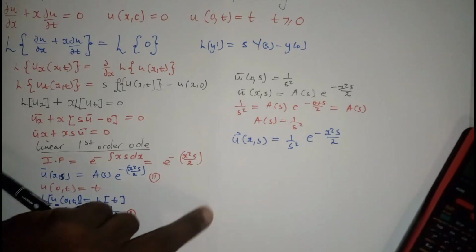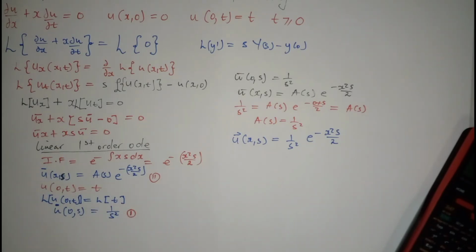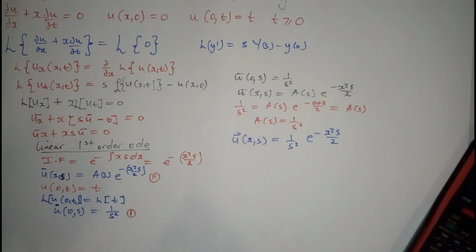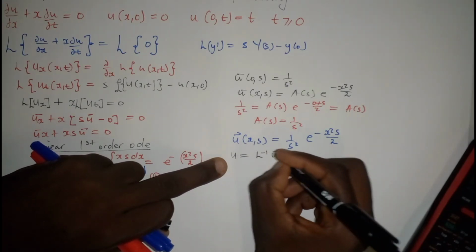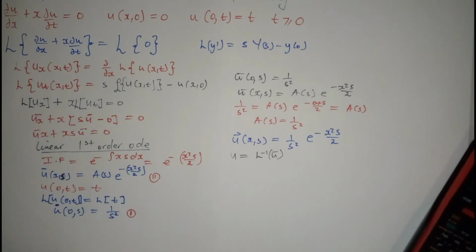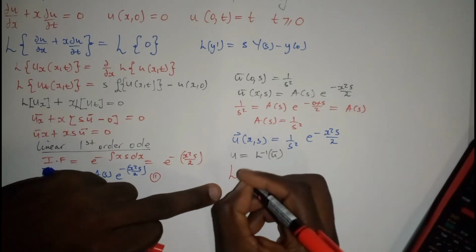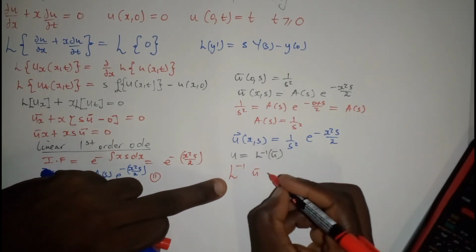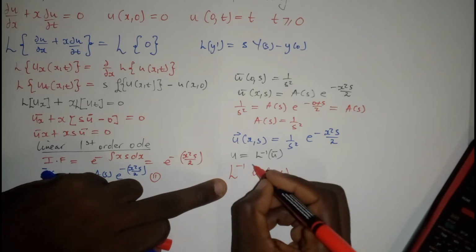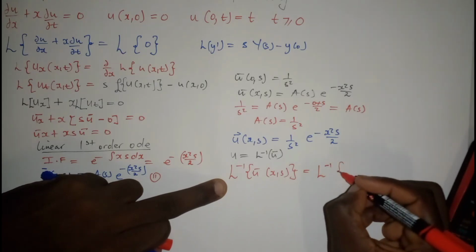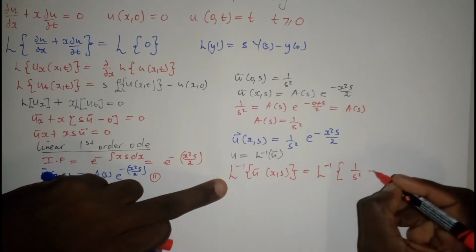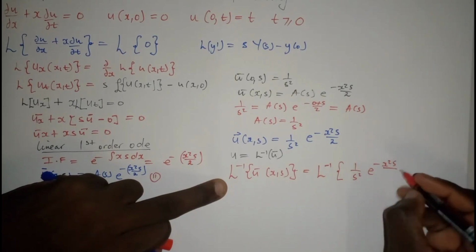But we don't need u bar, the Laplace transform of this ordinary differential equation. I want to find the original. So we know that u will be equal to the inverse of u bar. That's how we can find this function. Now we're going to take the Laplace inverse on both sides of u(x,s), and we're going to have the Laplace inverse of 1 over s squared e to the power negative x squared s over 2.